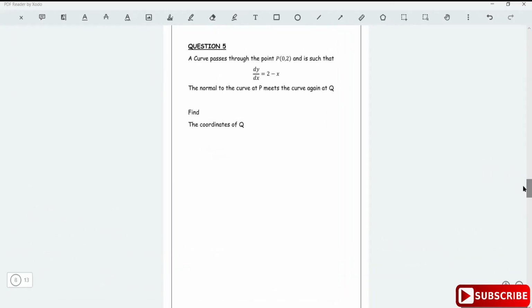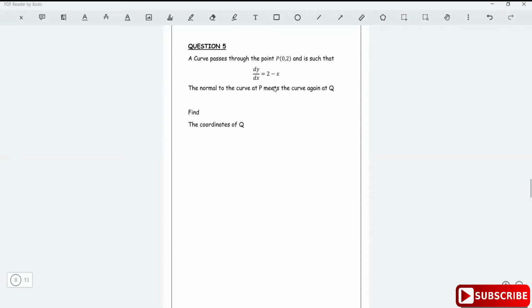All right, here's a typical exam question. A curve passes through the point (0, 2) and is such that dy/dx is 2 minus x. The normal to the curve at P meets the curve again at Q. Find the coordinates of Q.